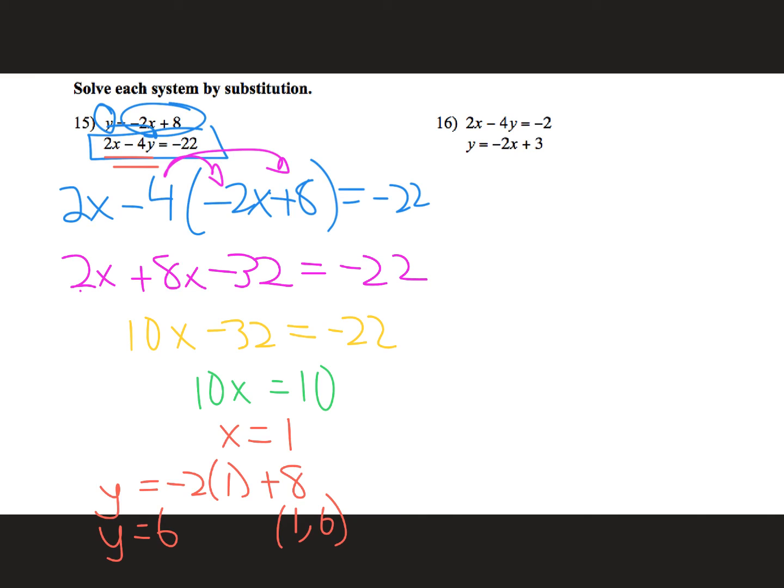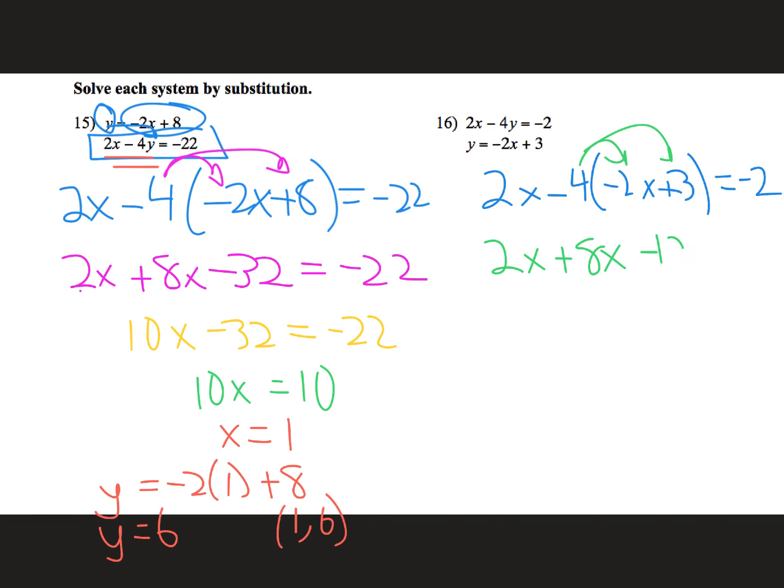Let's do it again for the other one. Again, I'm replacing the y. So I have 2x minus 4y, but let's replace y with negative 2x plus 3 equals negative 2. We're going to distribute. So we're going to get 2x plus 8x minus 12 equals negative 2. Well, I already had a 2x plus 8x. That's 10x minus 12 equals negative 2. Now we're going to add 12 to both sides. We're going to get 10. Oh, this is interesting. We got 10x equals 10. It's like the same thing. X equals 1. Plug that back in.